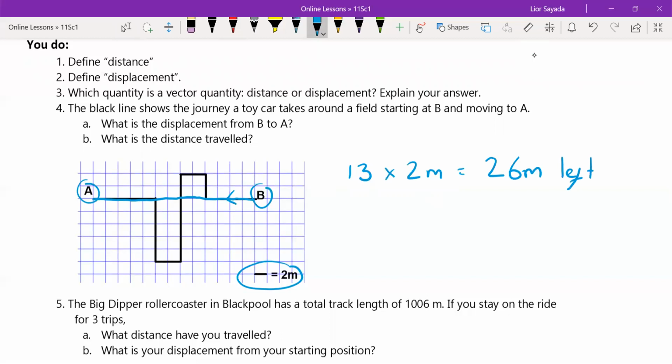Now for the distance traveled, it's different. The distance traveled, we don't want to know the direct line from B to A. We want to know the total of the whole journey. So I'd like you now to count the squares for the whole journey from B to A, and then say your answer to the screen.